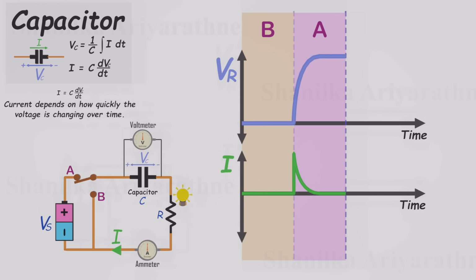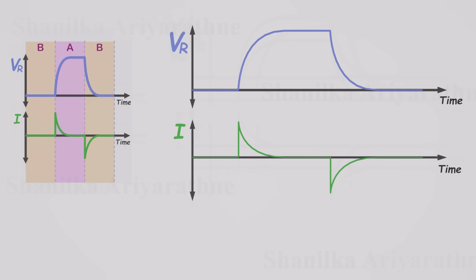Meanwhile, the voltage across the capacitor rises slowly, not instantly. After a short time, it levels off and matches the supply voltage. At first, there's a big surge of current, but as the capacitor charges, that current gradually drops to 0. Next, when we flip the switch back to position B, the bulb flashes again and then fades out as the capacitor discharges. This time, the voltage across it slowly falls and the current briefly flows in the opposite direction before fading to 0 again. Now let's take a closer look at the graphs.